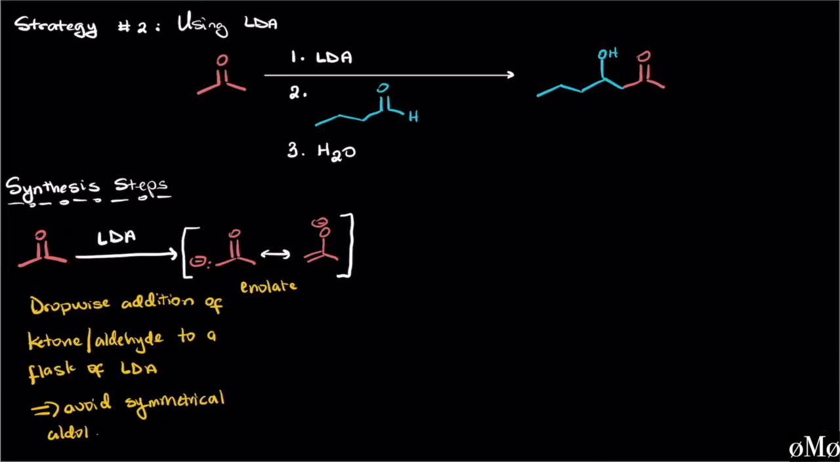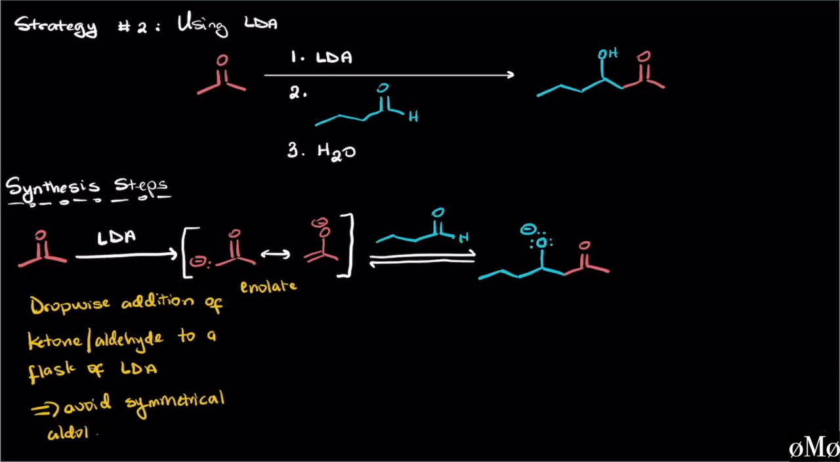And the reason why is that you want to make sure that for every little drop of this ketone or aldehyde you put into this LDA, it all turns into your enolate. And you never really have an appreciable amount of the ketone or the aldehyde in the flask that would then react with your enolate as well. So you do this dropwise until you get to all of your enolate being formed with no ketone or aldehyde in the flask.